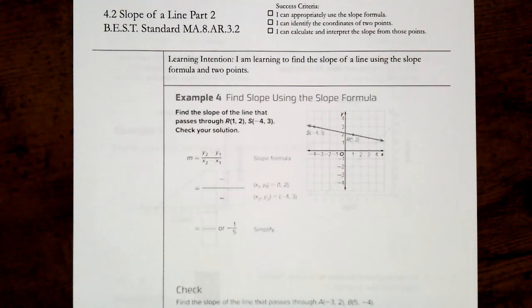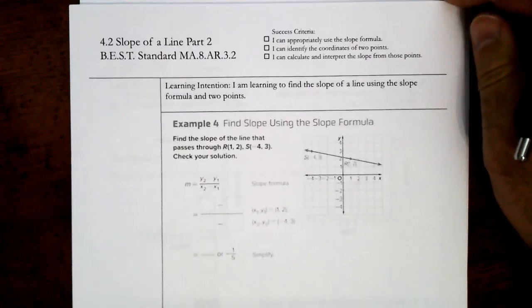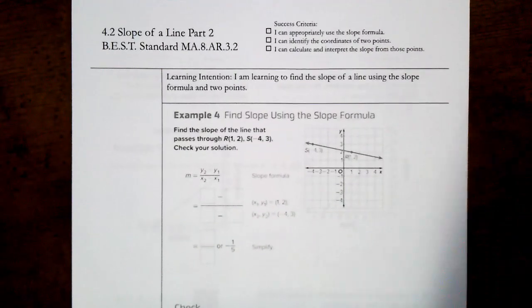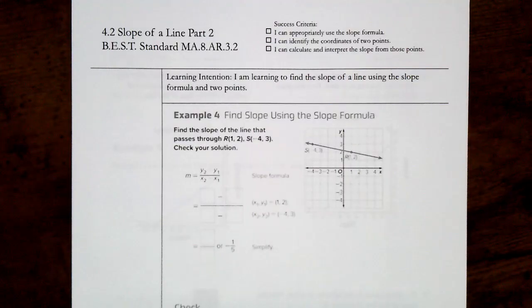Welcome back to section 4.2, slope of a line. We'll finish off this section today. Today I am learning to find slope of a line using the slope formula and 2 points.